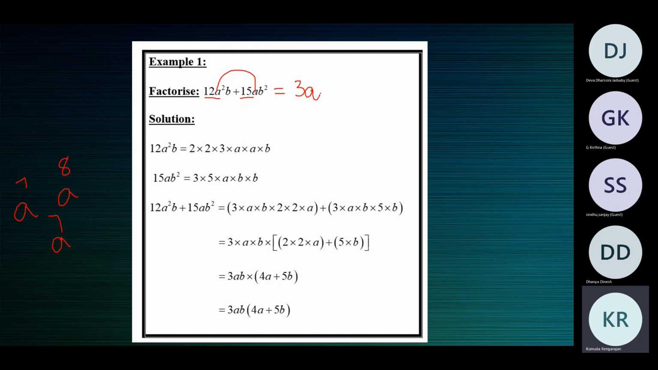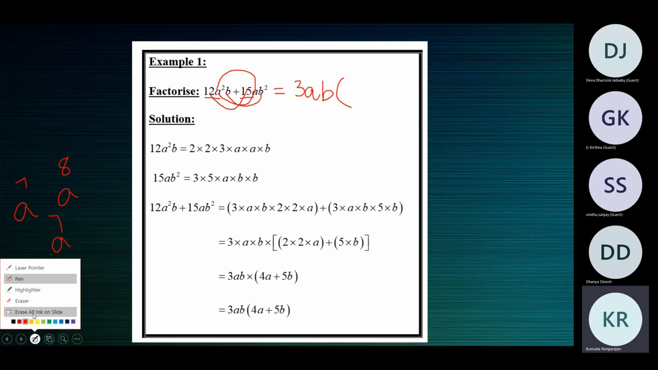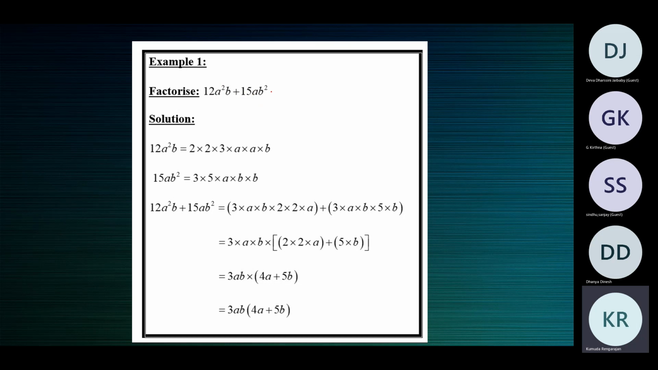Then for B and B square? B. So 3AB is common. Find the HCF of 12 and 15, then the HCF of A square and A, then B and B square, and write it. Now open a bracket. So 3AB is the HCF, so first write out the HCF, 3AB. Now open a bracket. 3AB into what will give us the first term, 12A square B?